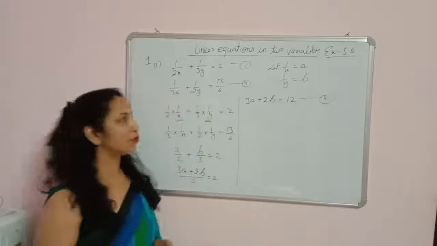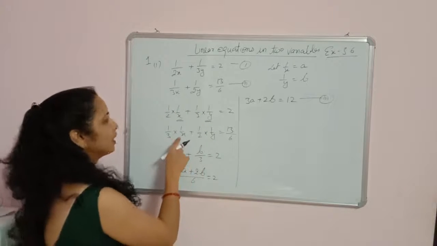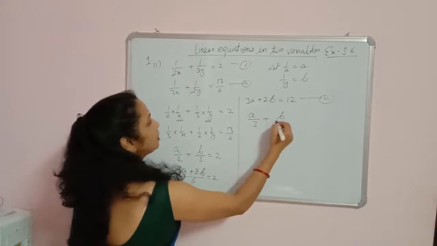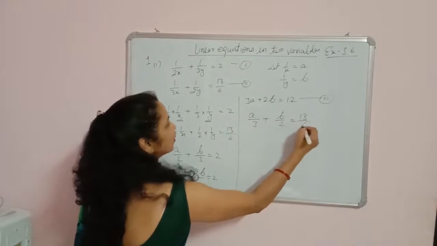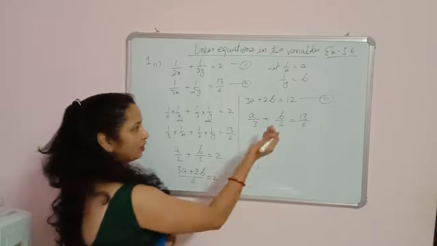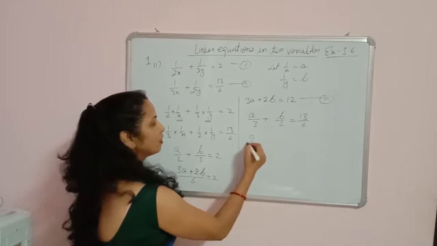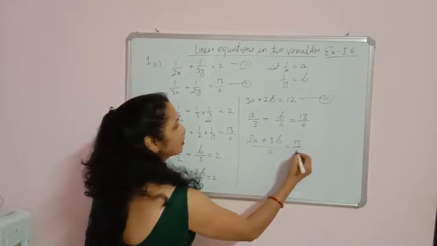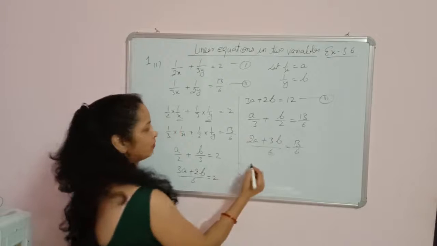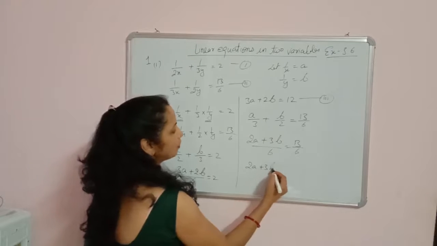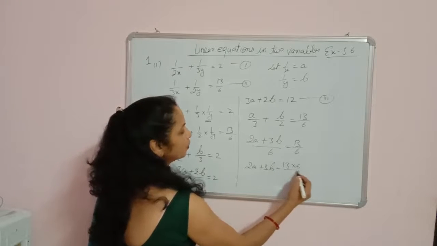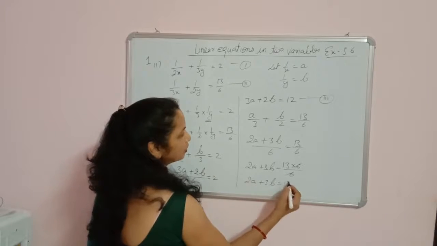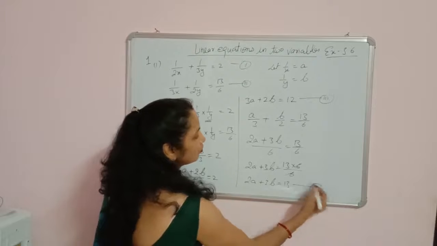Again we can simplify the second equation, where 1 upon x is a. So we can say it is a upon 3 plus b upon 2 is equal to 13 upon 6. Again we can simplify it by taking LCM. It will be 2a plus 3b upon 6 equal to 13 upon 6. And by cross multiplication it becomes 2a plus 3b is equal to 13 into 6 upon 6. It means 2a plus 3b is equal to 13. So this is the equation fourth.